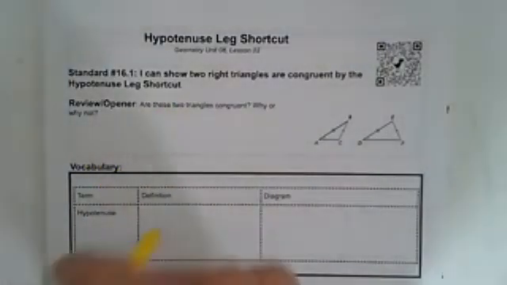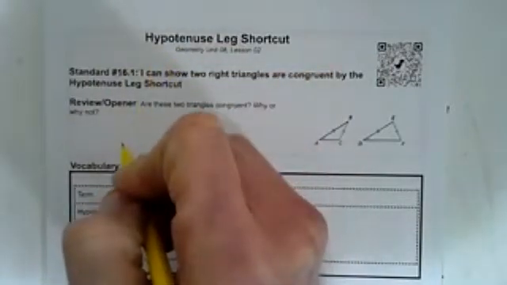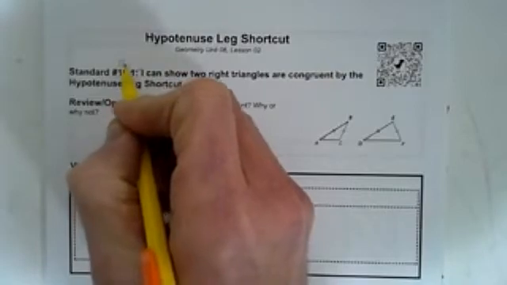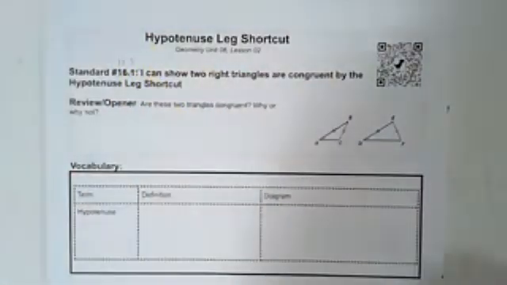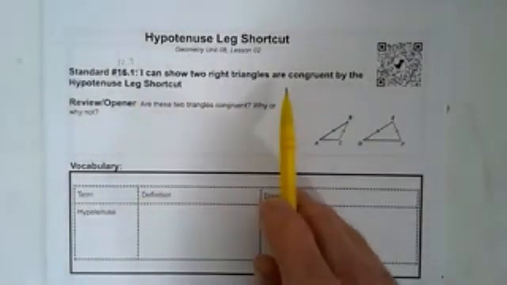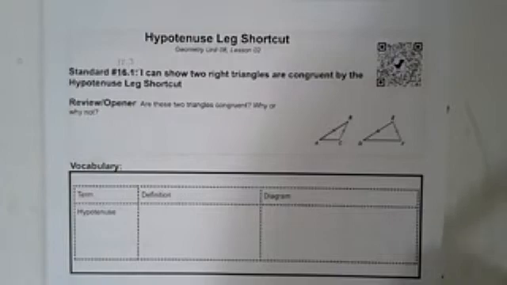Now, we are going to be jumping in here with standard 12.3. Okay, standard 12.3 for hypotenuse leg. I can show two right triangles are congruent by the hypotenuse leg shortcut.